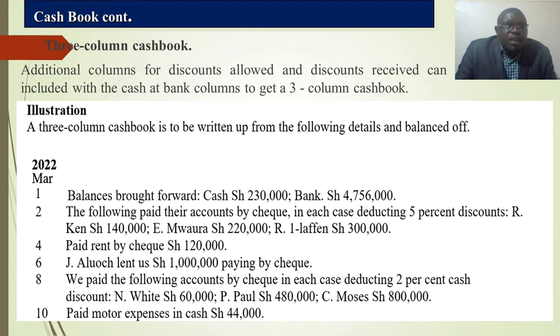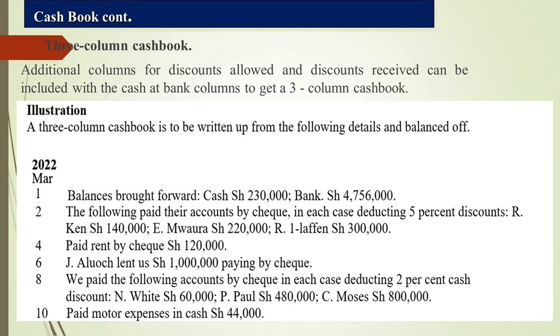First, balance brought forward, meaning the balances from the month of February, is cash 230,000, bank 4,756,000. Then on second, the following paid their accounts by check. In each case, they deducted 5% discount, meaning if you were owing 100,000, you deduct a discount on that, and the discount is 5% of that money you owe.